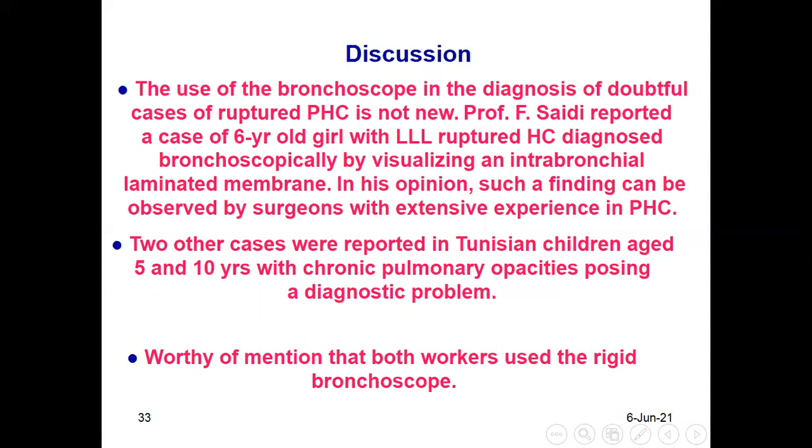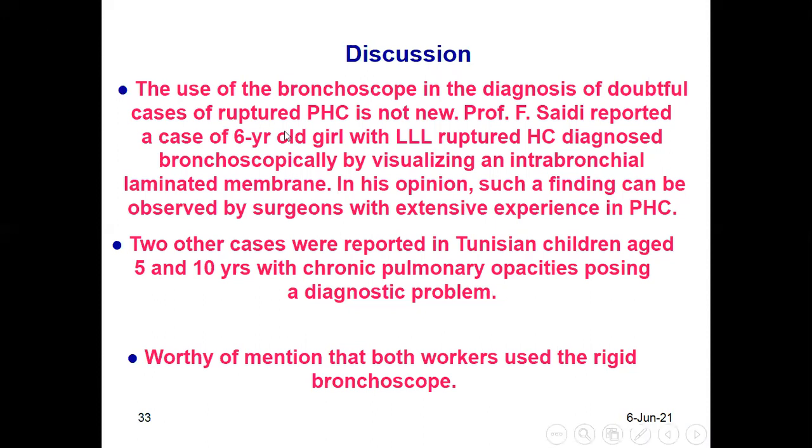So that movie showed the actual appearance of the laminated membrane of ruptured pulmonary hydatid cyst during fiberoptic bronchoscopy. If the patient is fortunate, then this finding is diagnostic of the disease and excludes other differential diagnoses.